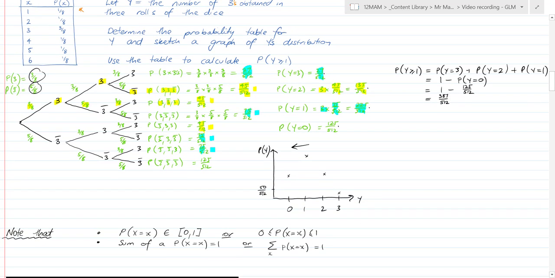So a couple of notes. First of all, note that the probability that x equals x has to exist between 0 and 1 because we're talking about probabilities and they can't be less than 0 or greater than 1. It's really common to make a mistake here, it blows it out of that boundary and you know you've made a mistake, so be careful. And also the sum of a probability of x equals x distribution should be equal to 1. It can be written in a couple of ways. So just remember, this is all about the fact that when you sum all the probabilities, it will be equal to 1.